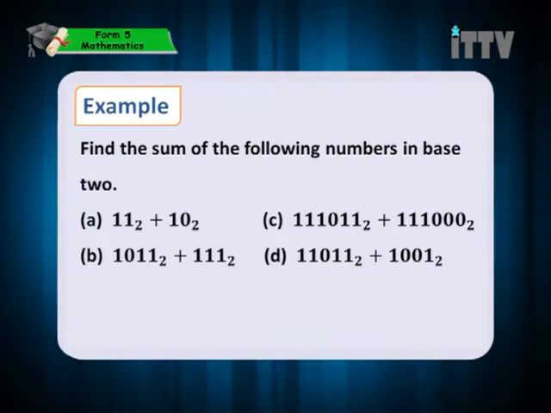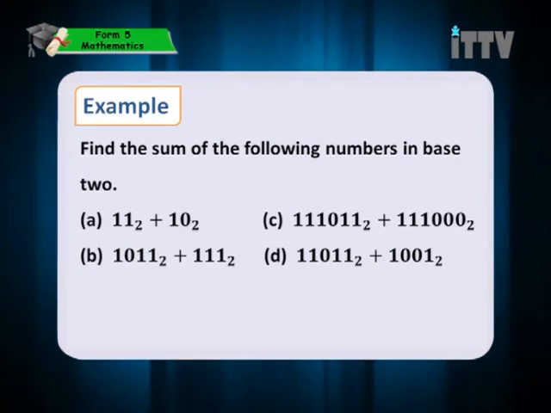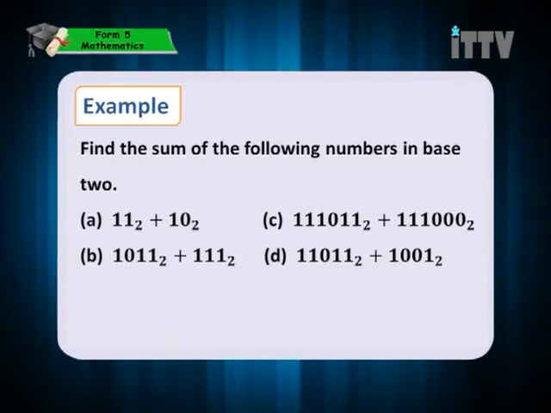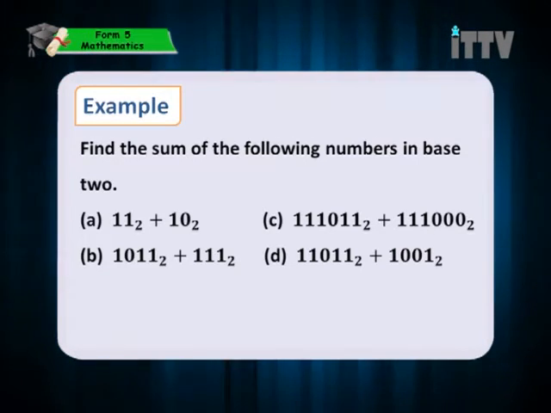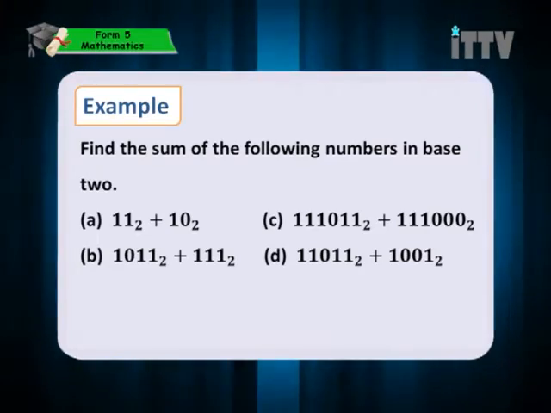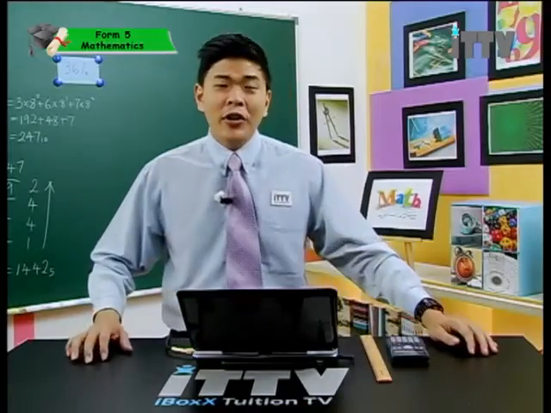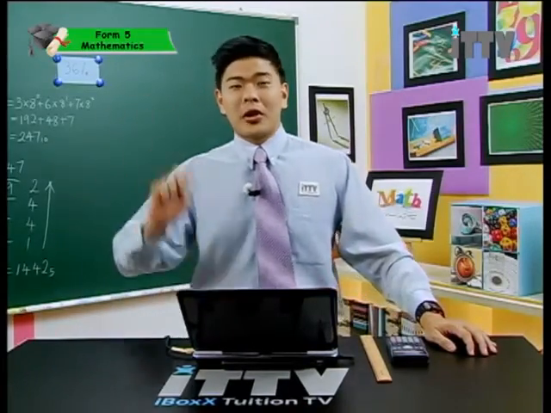C. 111011 in base 2 plus 111000 in base 2. D. 11011 in base 2 plus 1001 in base 2. For addition, it's very fun and simple. Now let's take a look at how we're going to find the sum by going over to the board.